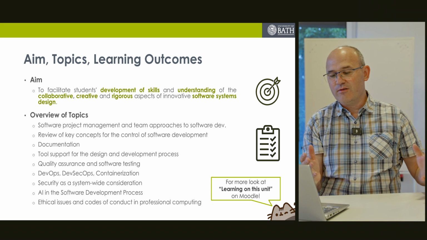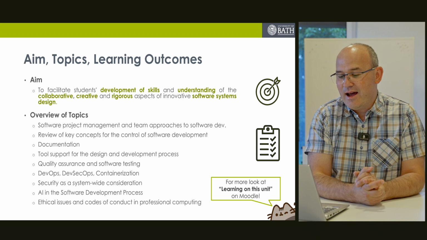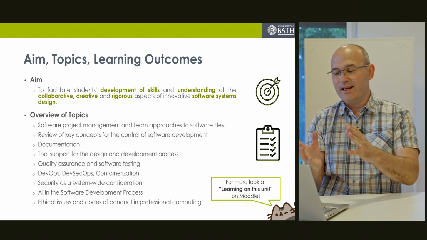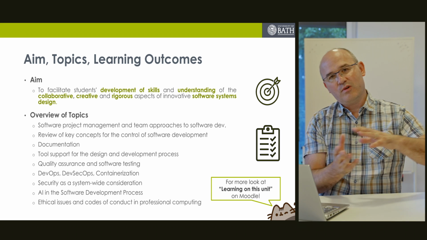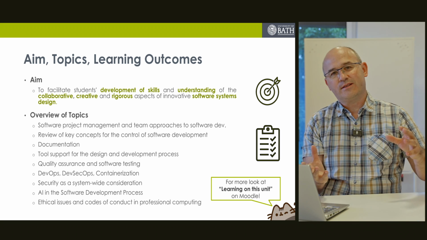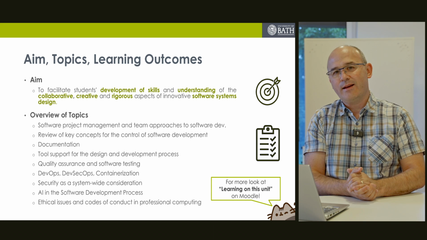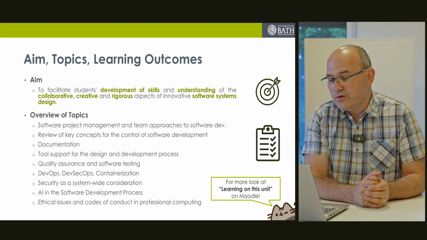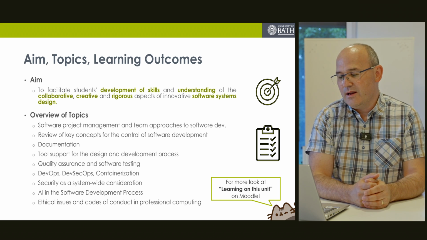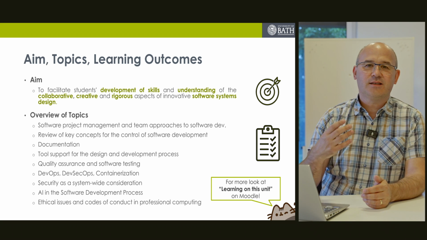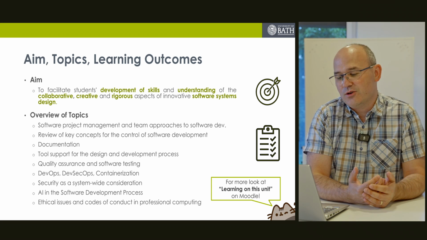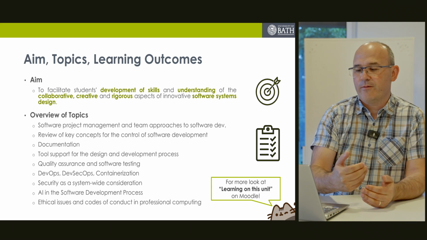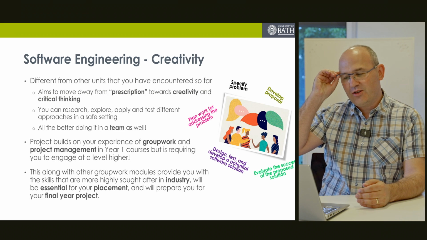We're going to look at software security as a system-wide concern, and as we say, AI in the software development process as well. And we're really going to see in that part that AI is really changing the way software is developed and tested almost everywhere in the software lifecycle. Also, we're going to talk about ethical and legal issues, codes of conduct, software standards within professional computing. And in some cases, we can point you to certifications in safety critical or in mission critical software or in ethical software development.